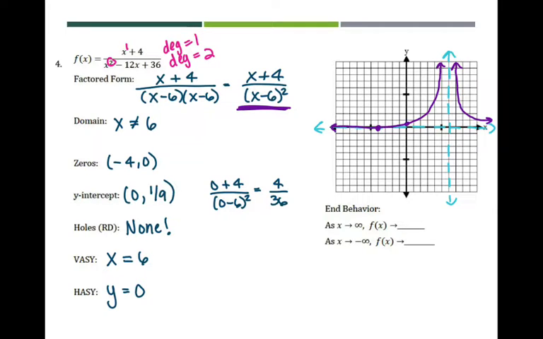Now, for your end behavior, I can see that my graph is heading towards the horizontal asymptote in both directions. So my end behavior is going to be 0 as my graph moves to the right and 0 as my graph continues to the left. All right, so that concludes our video on graphing rational functions.